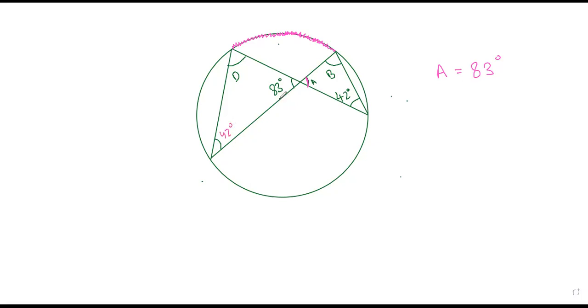Now we have 42 and 83. I can find the angle D. Sum of angles in a triangle is 180. So 180 equals D plus 42 plus 83. So D would turn out to be 55 degrees. Okay, and what about B? B would be same as D because both these angles are making the same arc. 55 is making this arc and B is also making the same arc. So B would also be 55 degrees.